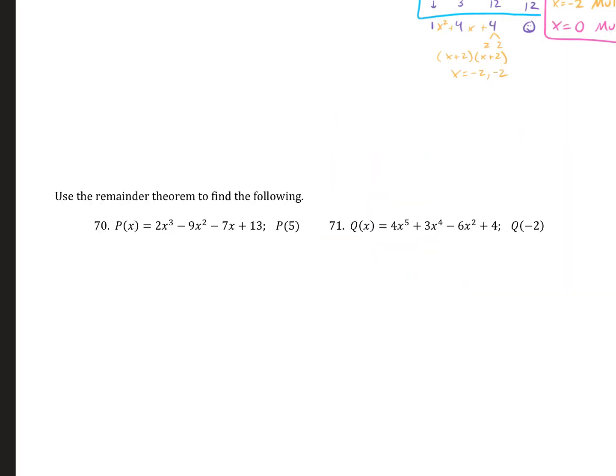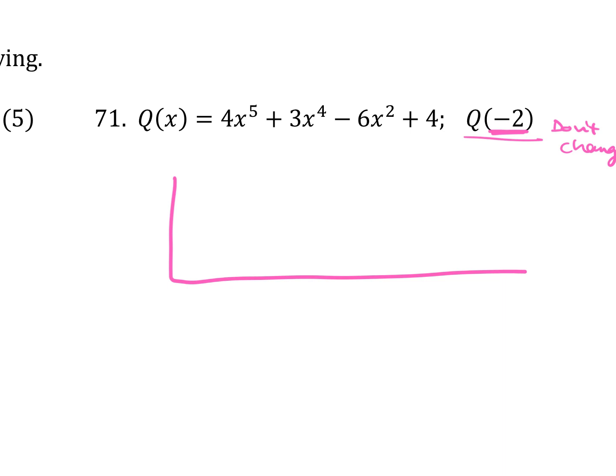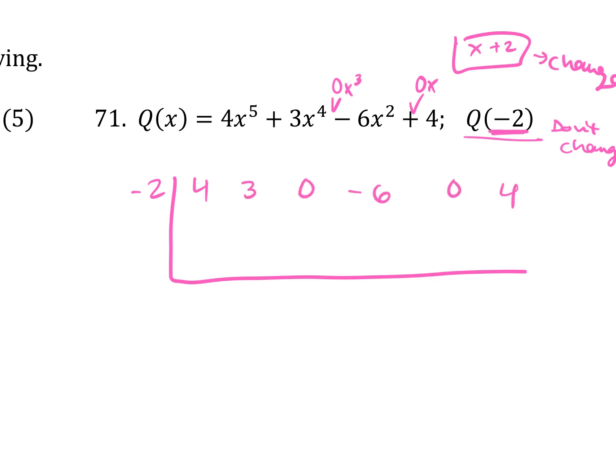All right, for 70 and 71, let's do 71. What's going to go outside the box here? Negative 2. When it says like f of the number, q of the number, you don't change it. Only if it was like x plus 2, that's when you would change it. So here, negative 2 is going to go on the outside. Inside, I'm missing a couple variables. What am I missing? x to the third power, what else? And x. So I have 4, 3, 0, negative 6, 0, and 4.